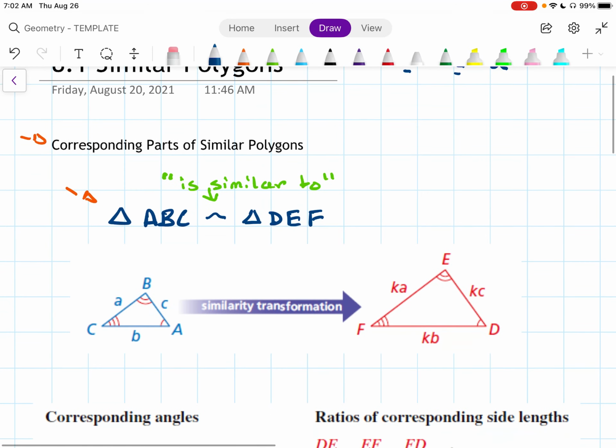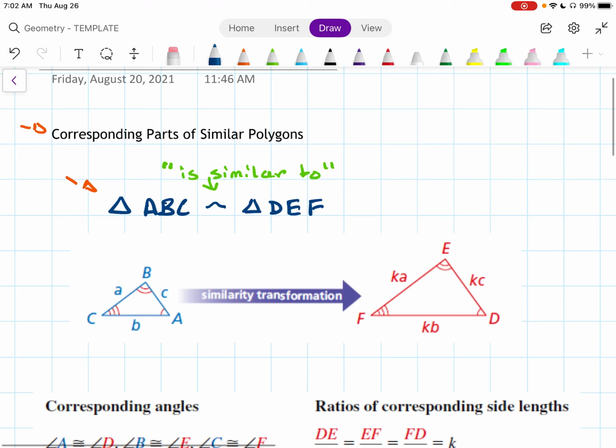If we start off with triangle ABC, the blue triangle on the left here, and then we have a similarity transformation, that could be like a dilation. Remember dilations, where we make it bigger or smaller. And it turns into triangle DEF. Notice that the angles, the corresponding angles are congruent.